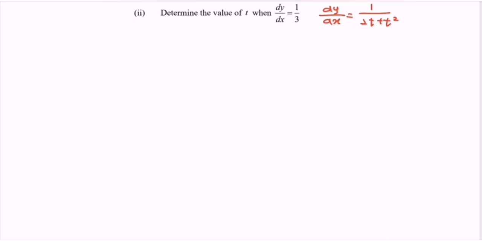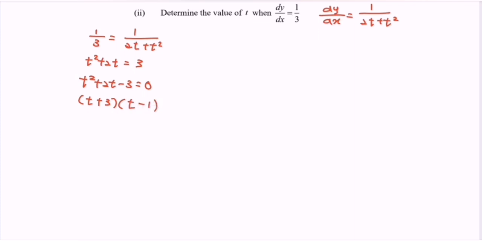Continue with the situation. Determine the value of t when the first derivative is equal to 1 over 3. So kindly substitute the situation. Here we will have 1 over 3 equals 1 over 2t plus t squared. Kindly cross multiply: t squared plus 2t is equal to 3. So t squared plus 2t minus 3 equals 0. Kindly factorize: (t plus 3)(t minus 1). So t equals negative 3, t equals 1.